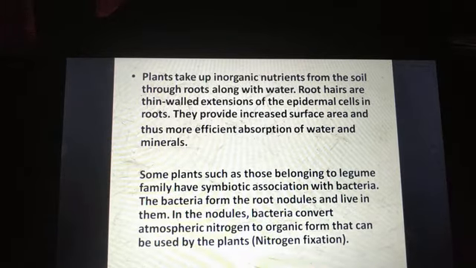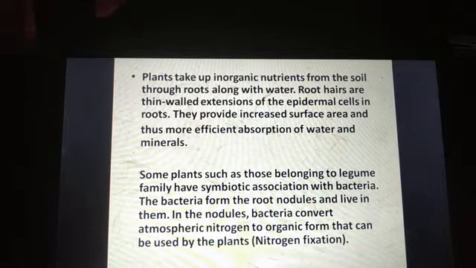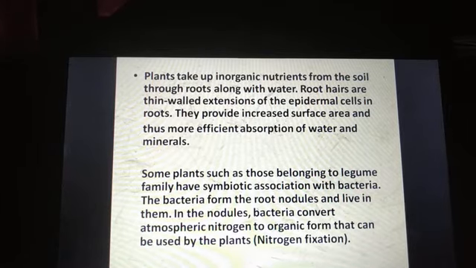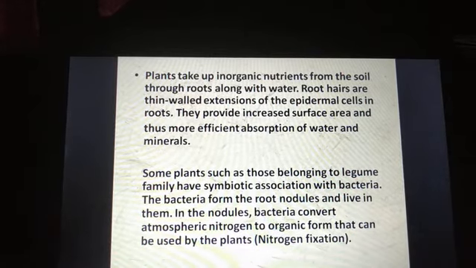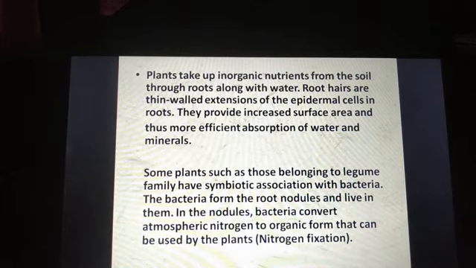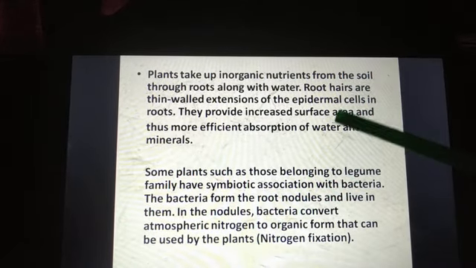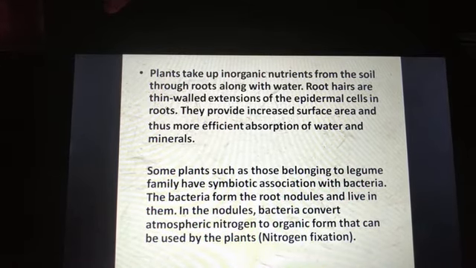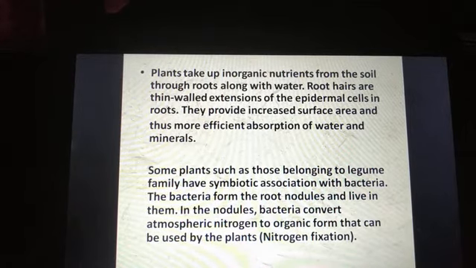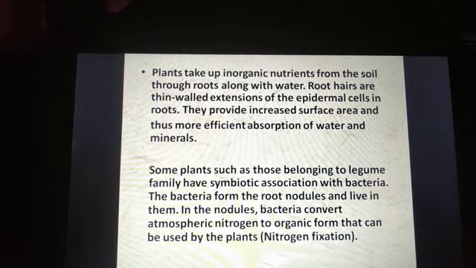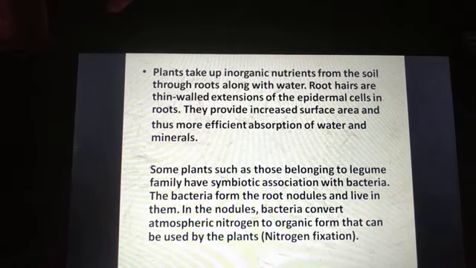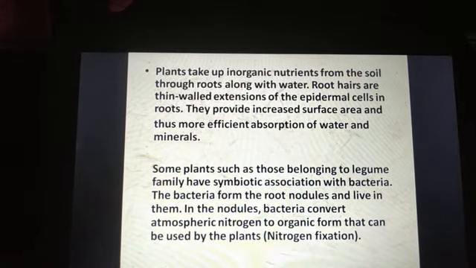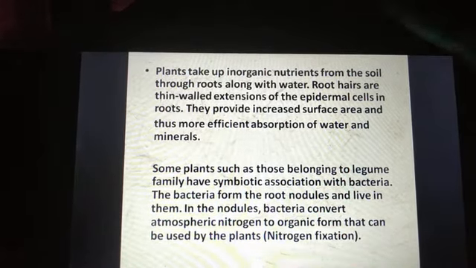Now, plants will take up the inorganic nutrients from the soil through their roots. Along with the water, they will take the inorganic nutrients from the soil with the help of their roots. In roots, they have root hairs. Root hairs are thin-walled extensions of the epidermal cells in the roots. These root hairs provide increased surface area, which helps in more efficient absorption of the water and minerals.